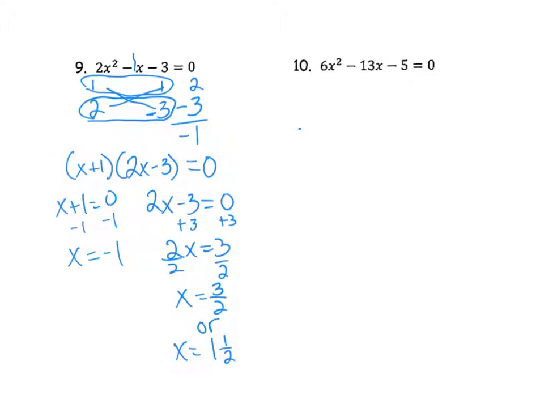What'd you get? No one got it? 2x minus 5. And what else? 3x plus 1. Let's see. So that equals negative 5. Negative 15 plus 2 is negative 13. Awesome. That's the answer.